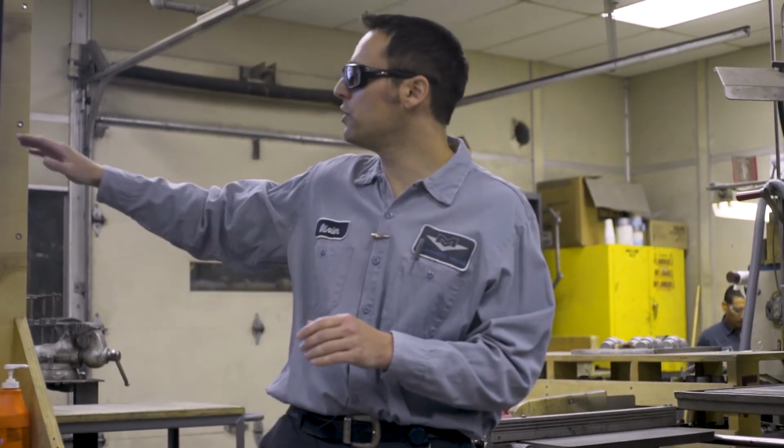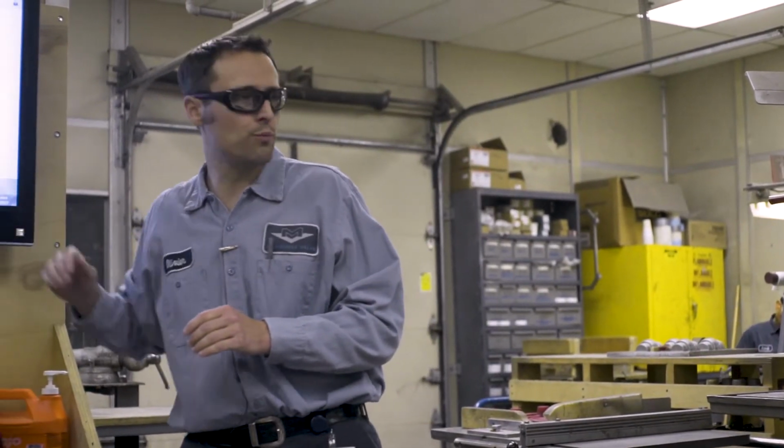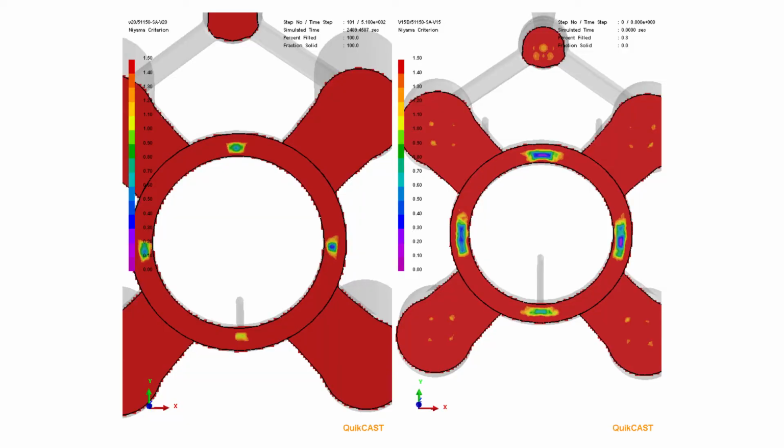And that's something that we can adjust with the software. The areas in purple that you can see at noon and at 3 o'clock give you a likelihood of microporosity, and we can change the gating to eliminate that. And that's what we did.